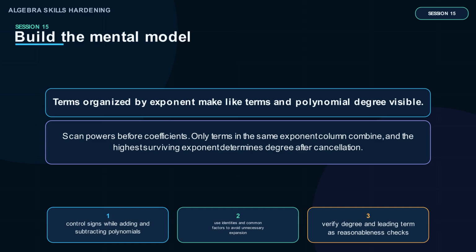Then connect it to the second goal. Use identities and common factors to avoid unnecessary expansion. Correct methods begin with correct interpretation. When a problem looks different, look for the same mathematical structure instead of an identical example. That transfer makes the skill durable.